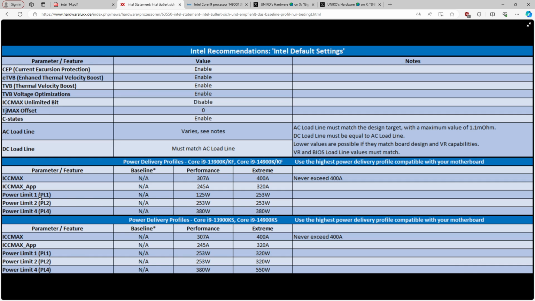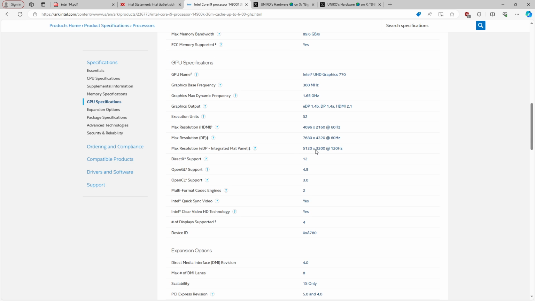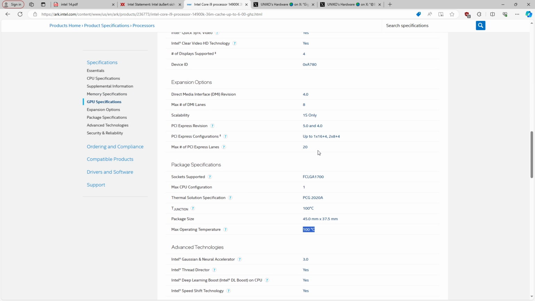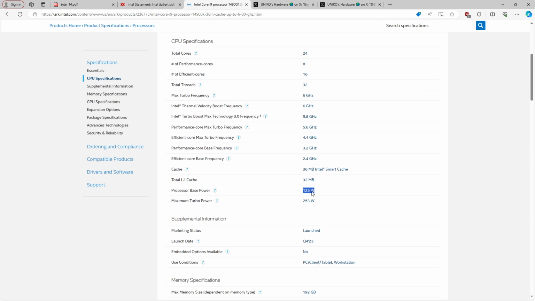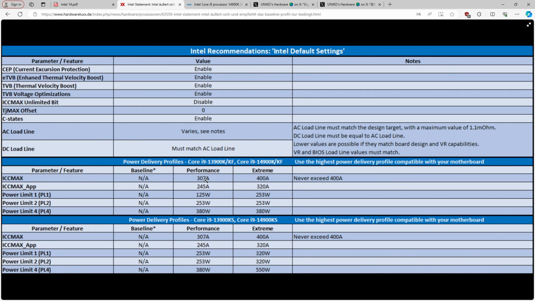So anyway, then for the power limits, PL1 and PL2, 253 watts for the extreme config. And the performance configuration is supposed to be 125 watt PL1. Now, I guess it makes sense because the 14900K is advertised as a 125 watt CPU. But the problem is, you can hit that 125 watts with just 4 cores loaded, or even 2, depending on how heavy the workload is.